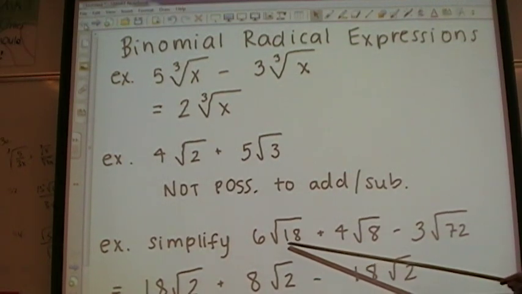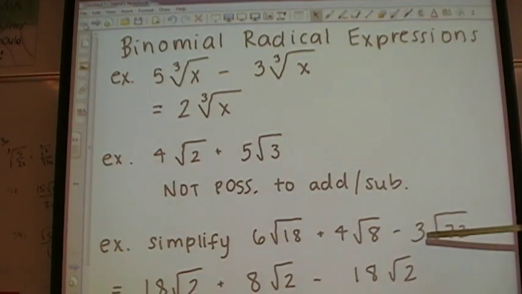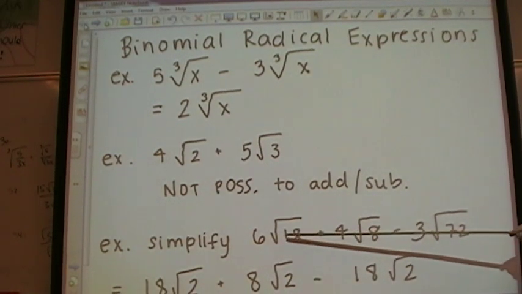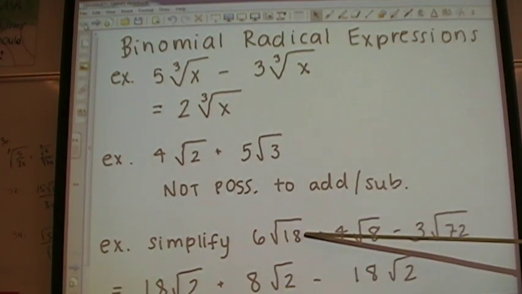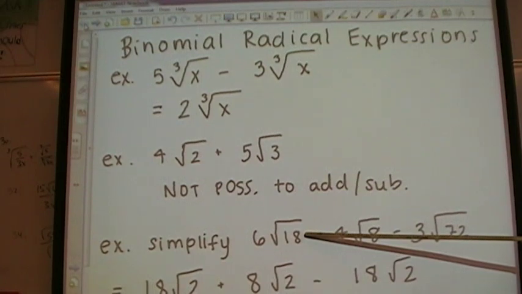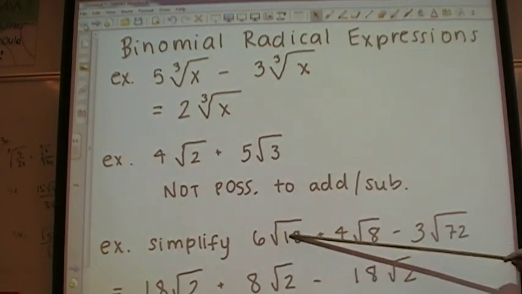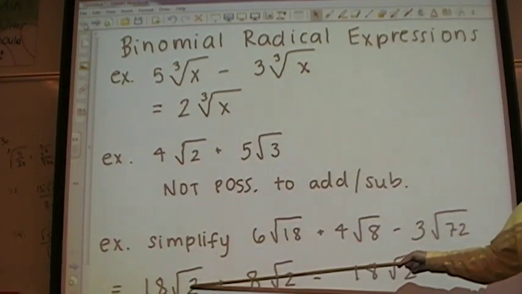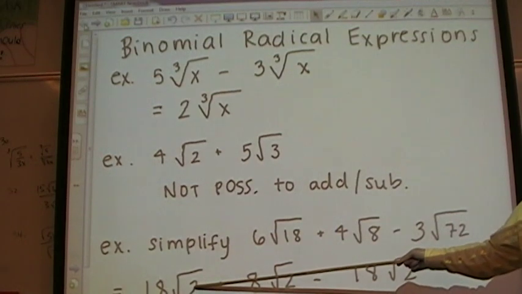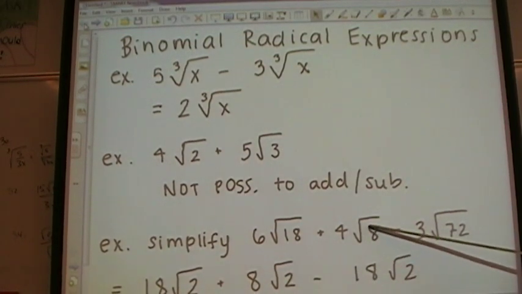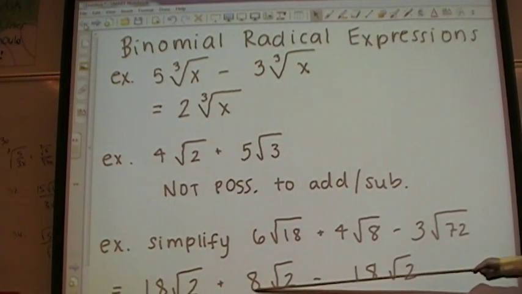Here, we can't combine them yet. This is the original problem. Cannot combine them yet. You need to simplify each radical separately. How do you break down the 18? 2 and 9, 9 and 2, because 9 is a perfect square. So this right here simplifies to 18 root 2. Does everybody see that? If you don't, let me know. This one, you break up the 8 to 4 and 2, so that should simplify to 8 root 2.